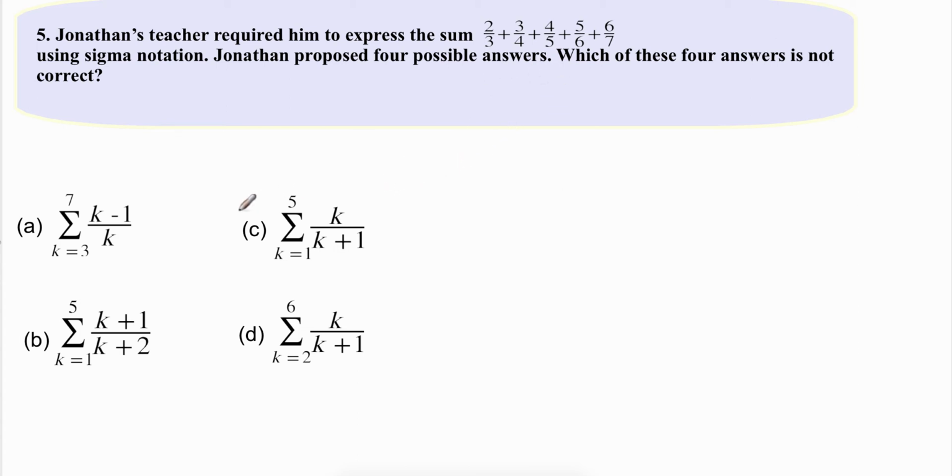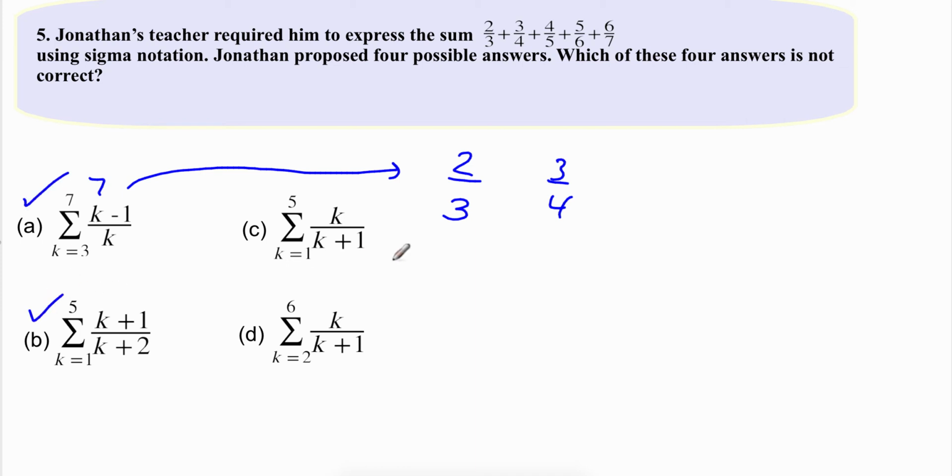Most of you probably came up with C, because if you put A in, A works, right? 3 minus 1 is 2 over 3. And what's the next thing I'm going to put in? I'm going to put in 4. 4 minus 1 is 3 over 4. And then if we went all the way to 7, we're seeing 7 works. 7 minus 1 is 6 over 7. So this one works.